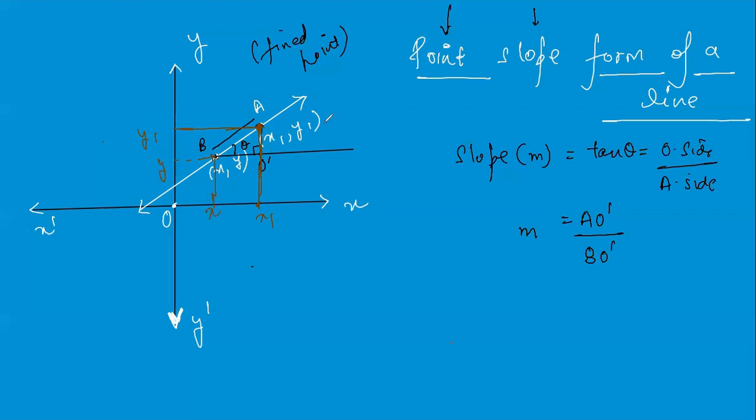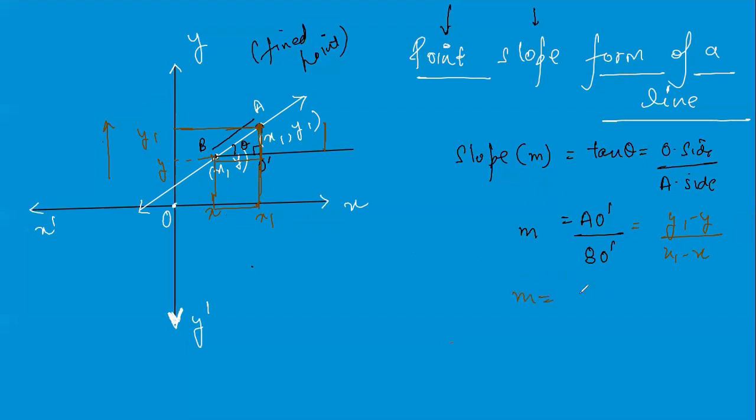If I find out the distance of AO dash, the distance is this one. Either you subtract y1 minus y or you subtract y minus y1. We will take it positive because distance is always positive. Because y1 is higher, as we are going up the value will increase. So y1 minus y over, when we are talking about BO dash, this distance is exactly the same as this one. So this is x1 minus x, because x1 is the higher value, as we are moving right the value will increase.